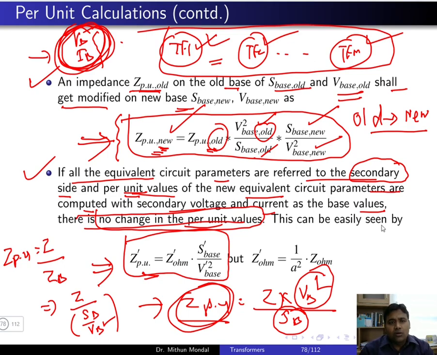So we will see how per unit calculations are done when we have been given a base. Those problems we are going to solve in the tutorial part, but here we are going to discuss the lecture.